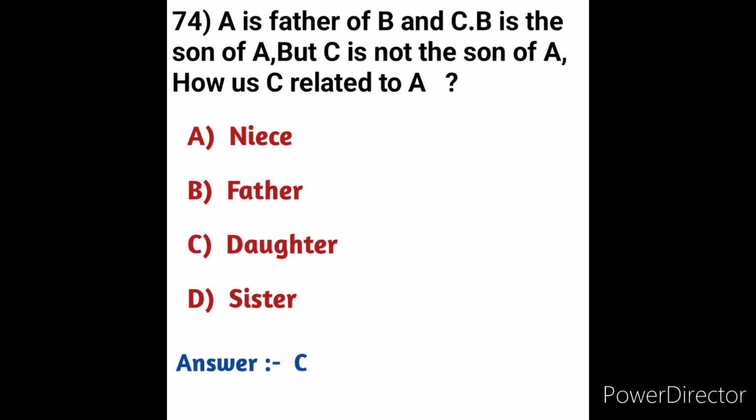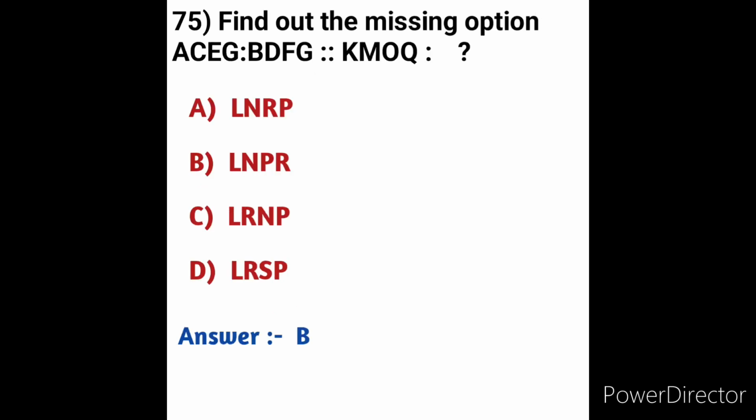Move on to question number 75. Find out the missing option from the following. A, C, E, G equal to B, D, F, H, and A, K, M, O, Q equal to what? Here we will see the options. Option A LNRP, option B LNPR, option C LRNP and option D LRSP. Here after A will come B, opposite side B is there. After C will come D, D is there.